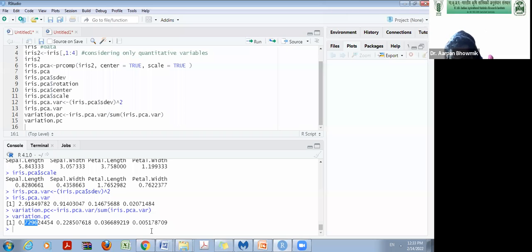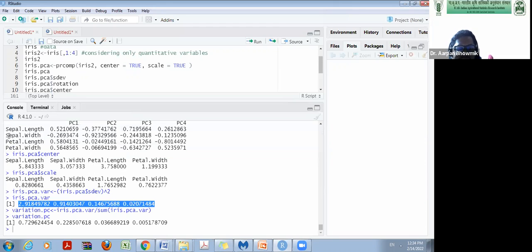So that means, as I told, these are the eigenvalues. Here only one eigenvalue is more than one, so one principal component is enough. And based on the one principal component, we have calculated the important variables. That is, except sepal width, all three are important.